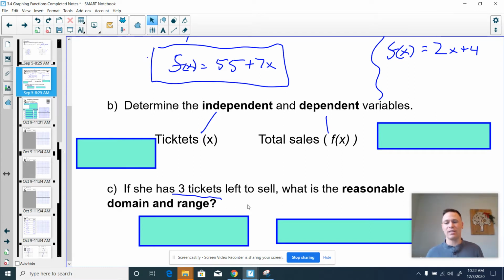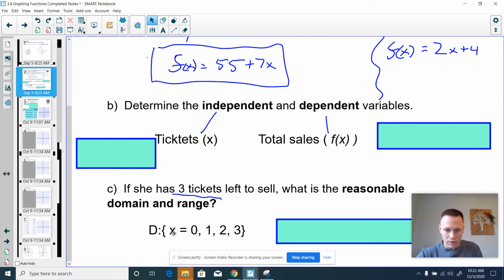That doesn't make any sense. I can't sell 1.2 tickets. And so what numbers are we talking about? Well, I could potentially sell no tickets, right? I could sell 1, I could sell 2, I could sell 3. That is my domain. My domain is 0, 1, 2, and 3.